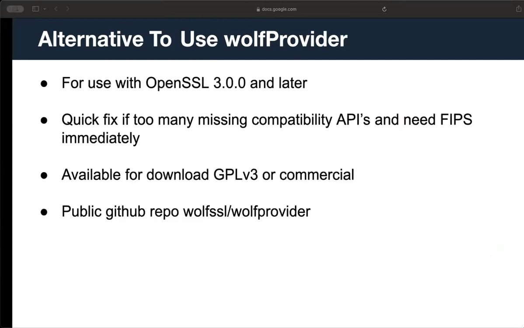And the other side of the engines is the providers. So OpenSSL 3.0 and later will move to this provider framework. We have a wolfProvider available. It's a quick fix if too many missing compatibility APIs. And also if you have a need for FIPS immediately, we have FIPS certification, so we can be plugged in as a FIPS provider there.